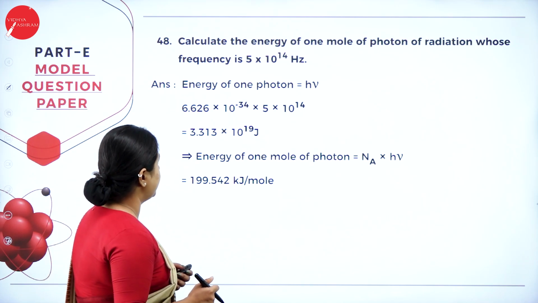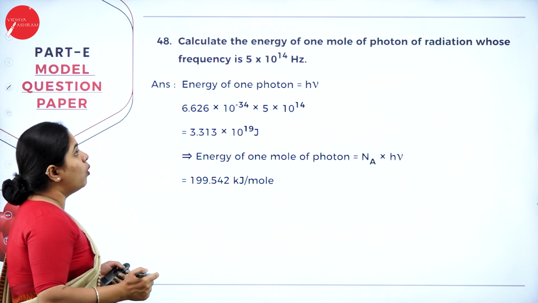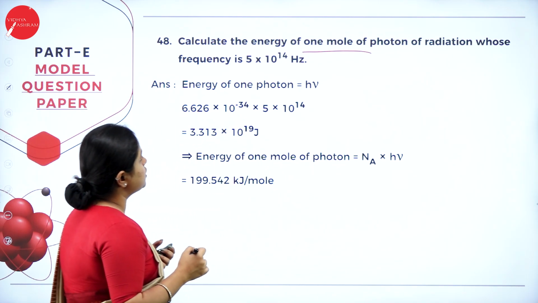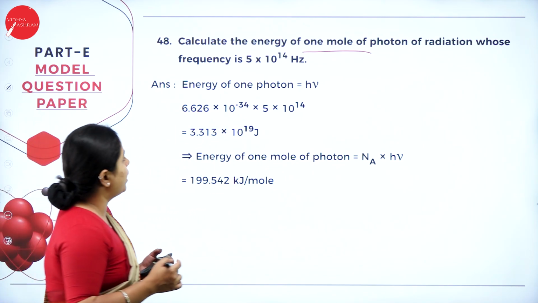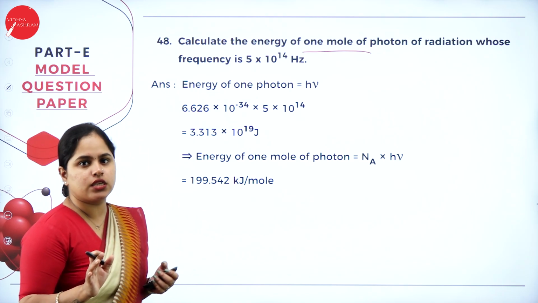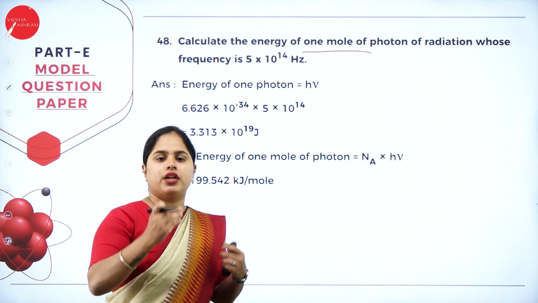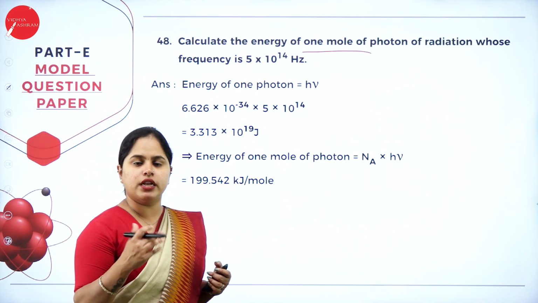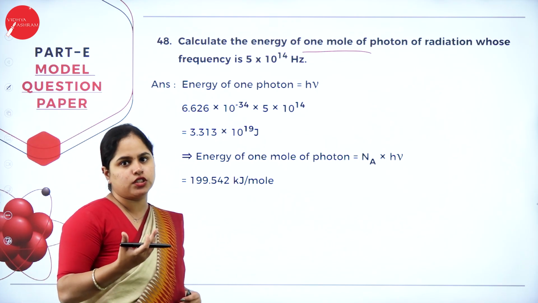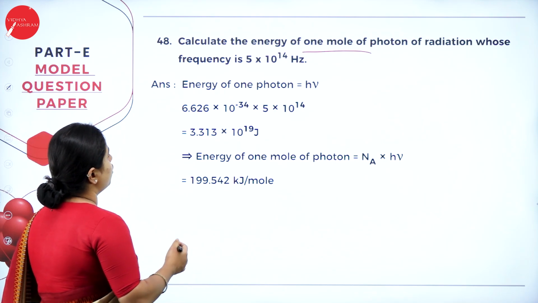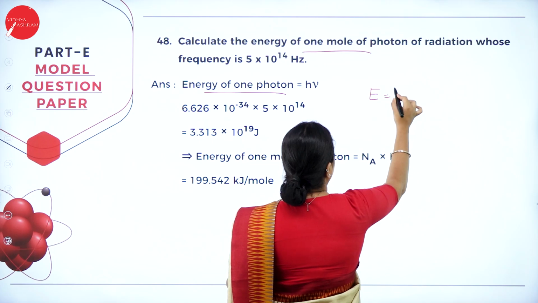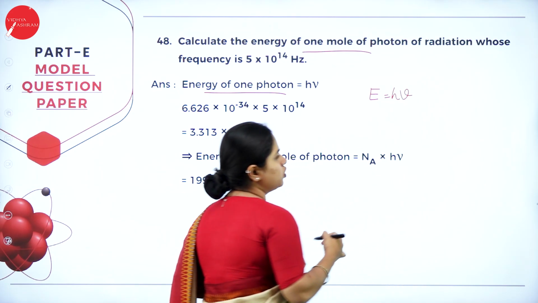That's question number 48. Calculate the energy of 1 mole of photon of radiation whose frequency is 5 into 10 to the power 14. Okay. So first of all, if a numerical is given to you, what should you write? You should write the given things. What is given in the question, you write it down first. Then you can substitute in the equation which is required. So energy of photon. What is the equation for energy we have studied? E is equal to h nu.